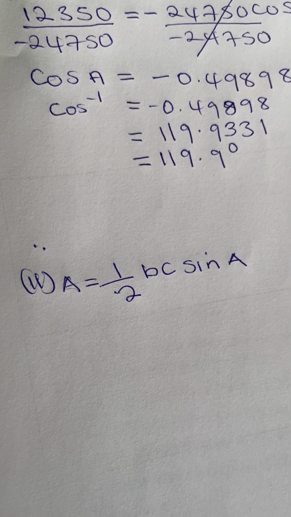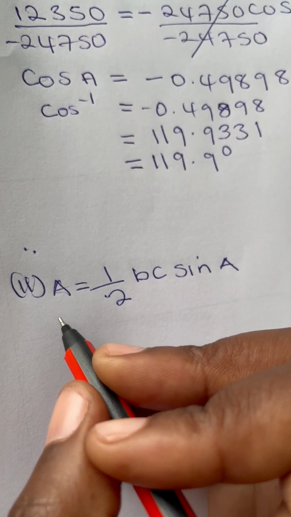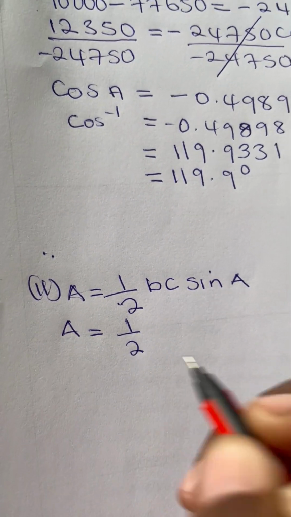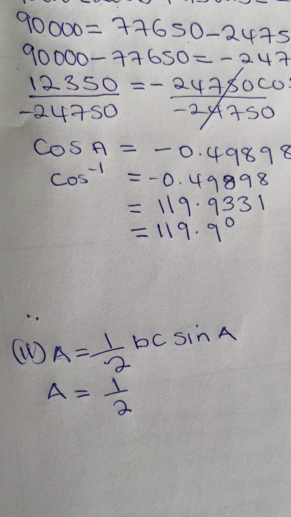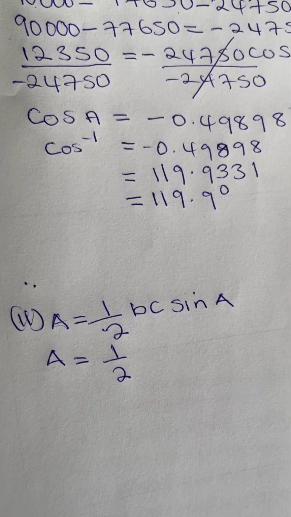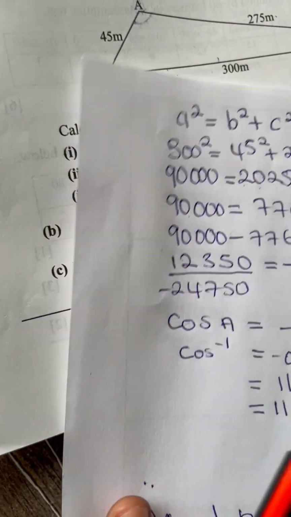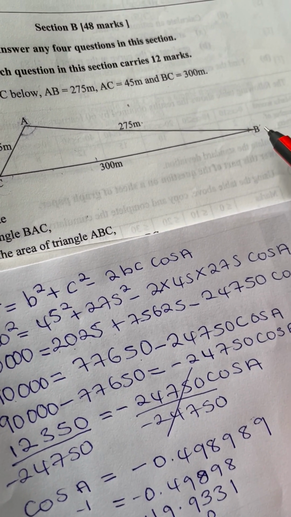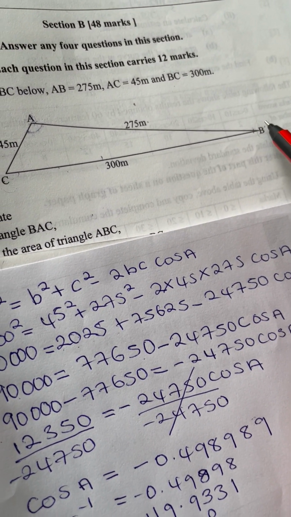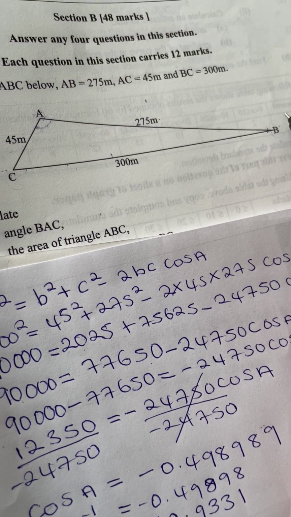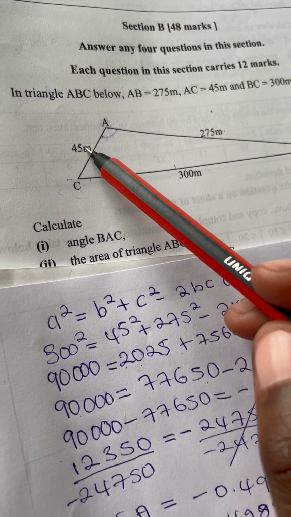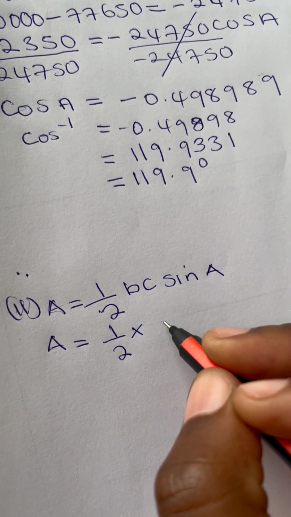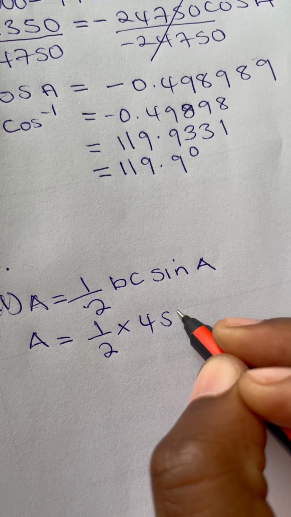And now we have to substitute. Remember, we are looking for area. So our area will be equal to half. How do we find b? We find b by getting the opposite of capital B. So the opposite of capital B is our smaller b, which is 45. So we multiply by 45.